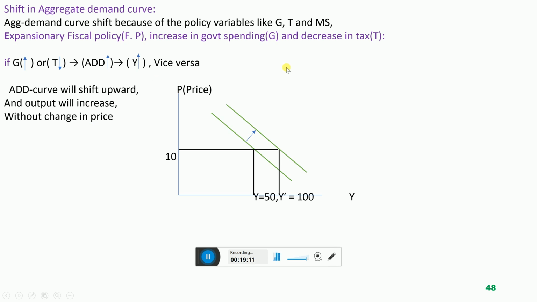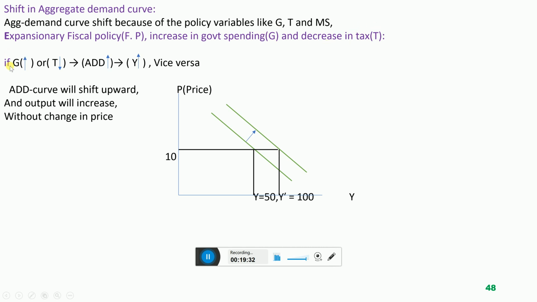Let me repeat again. Shift in aggregate demand curve. The aggregate demand curve will shift its position because of the policy variables, fiscal policy variable and monetary policy variable. So we put here as an example the fiscal policy variable: increase in government spending and decrease in taxes.